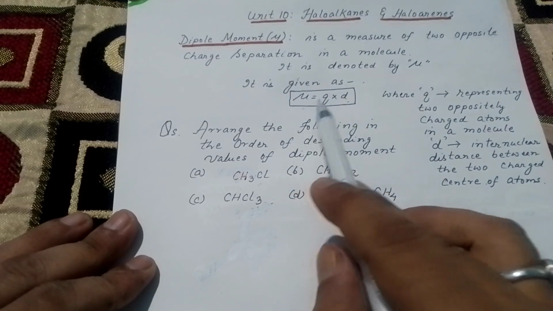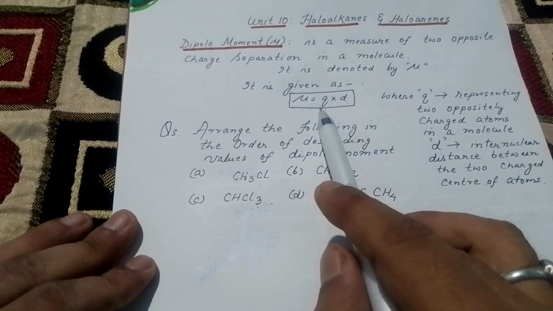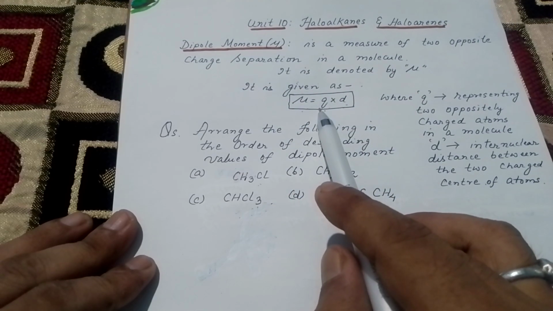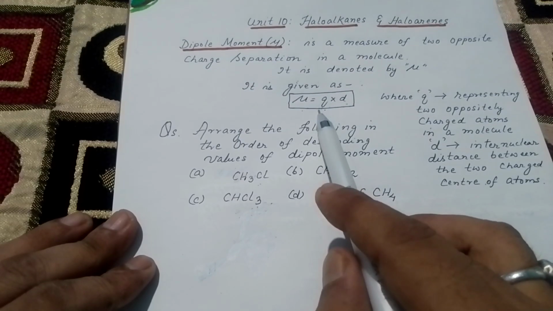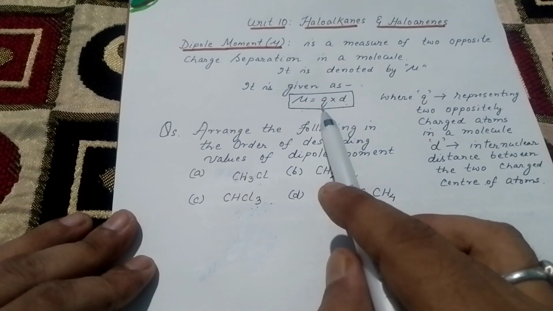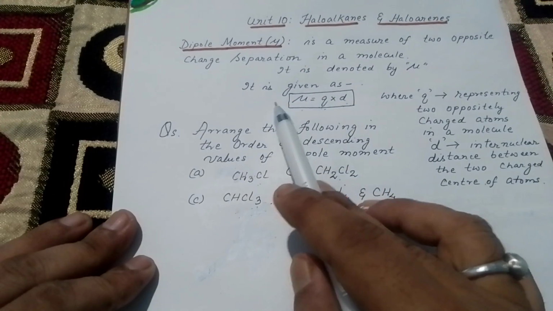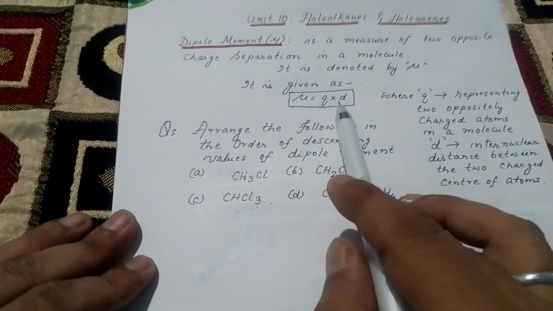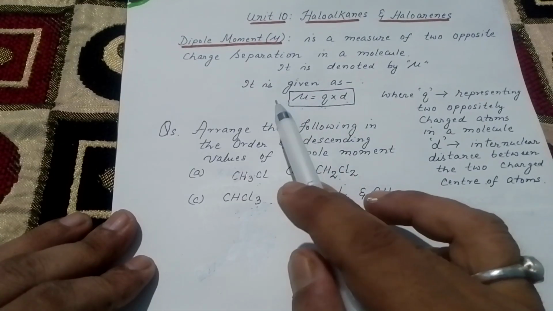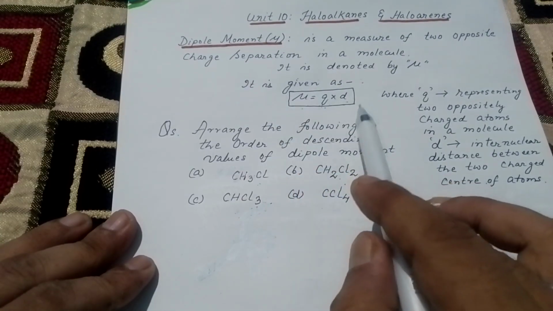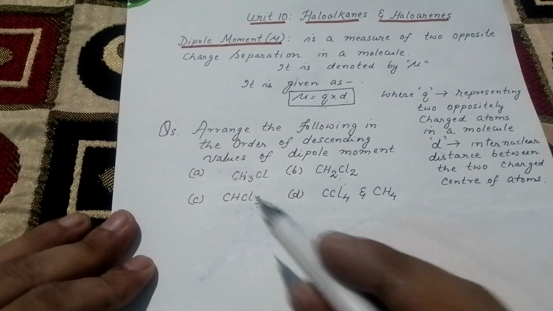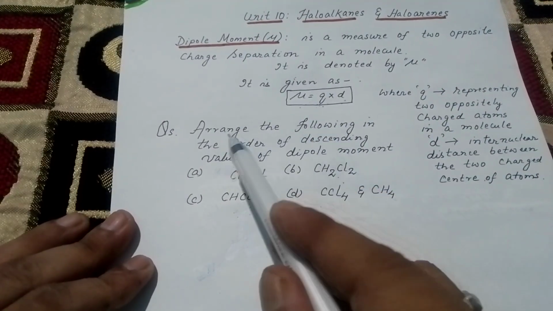It is given as mu equal to Q into D, where Q is the charge of the two atoms, meaning two oppositely charged atoms, one electropositive and the other electronegative. And D is the internuclear distance between the two oppositely charged atoms within the molecule.